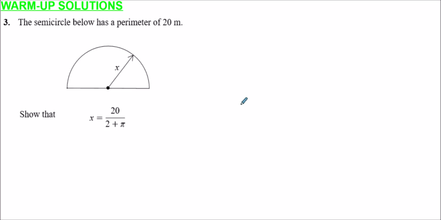Question 3. We've got a semicircle below, has a perimeter of 20 meters. We need to show that x equals 20 over 2 plus pi. And so, perimeter of a semicircle, let's just call this perimeter P. Well, it's going to be comprised of 2 different parts. First of all, we're going to have a perimeter of the curved bit. That's going to be half of the circumference. And we're also going to have the straight edge here.